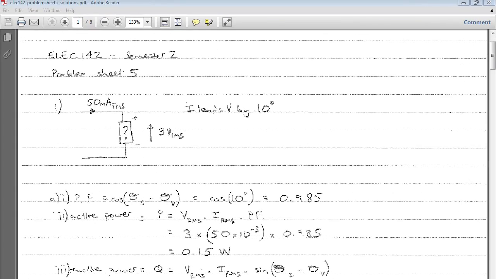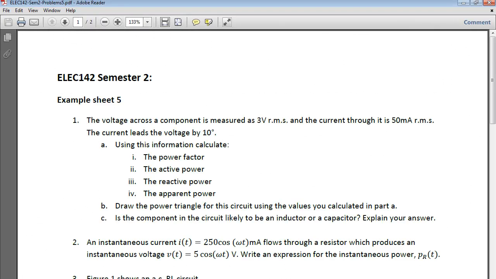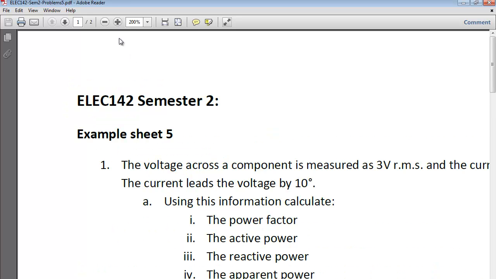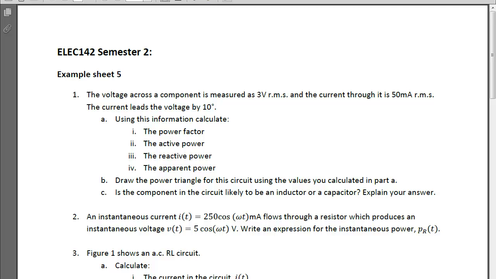Welcome to ELEC142 Semester 2 Problem Sheet 5. In this power question sheet we're looking at information about power. So let's have a look at question 1.